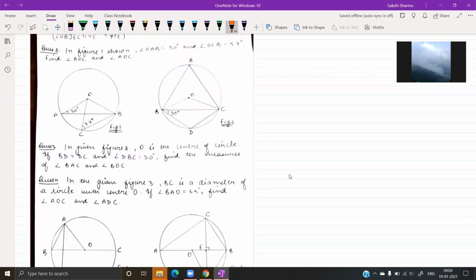Question number 2. In figure number 1, you are given a circle with center O. Angle OAB is 30 degrees. OCB is 57 degrees. You have to find out BOC and AOC. These are the two angles you require to find out.